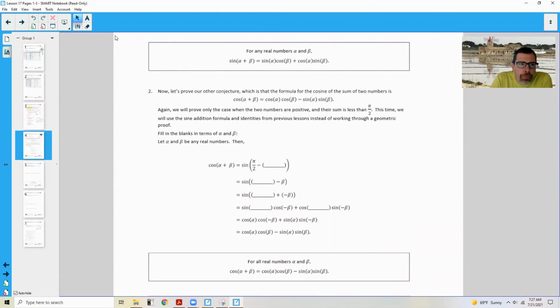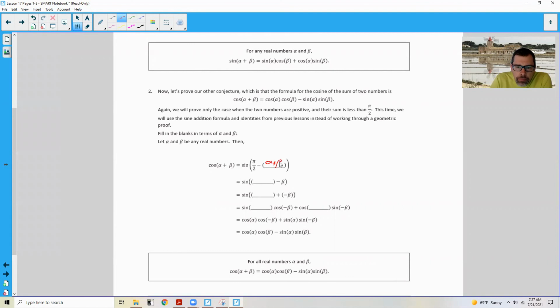Okay, so we're given cosine of alpha plus beta equals the sine of pi over 2 minus, well, it's going to be that alpha plus beta. Cosine of one angle is equal to the sine of 90, or pi over 2 in radians, minus the other angle. That's where that comes from. So then we're going to distribute the negative throughout. So negative, think of a -1 here times alpha. So it would be the sine of negative alpha.